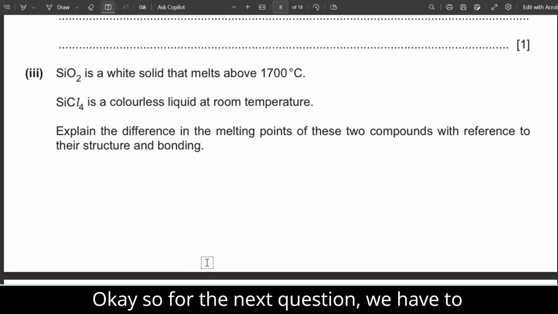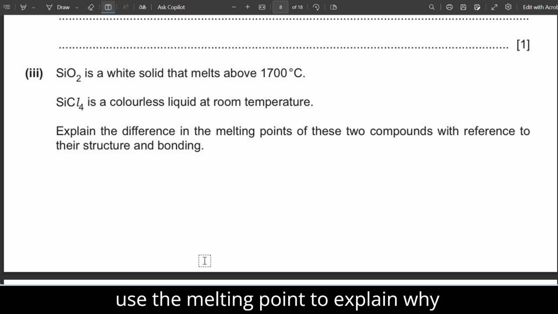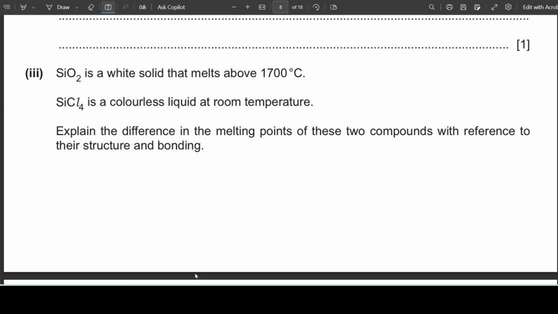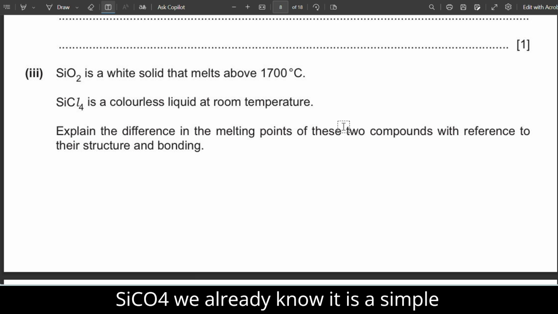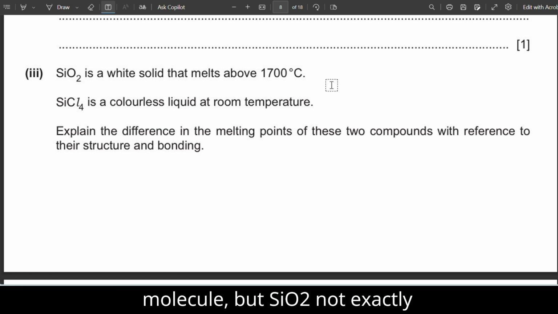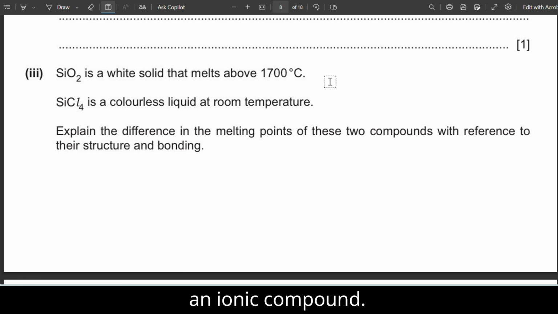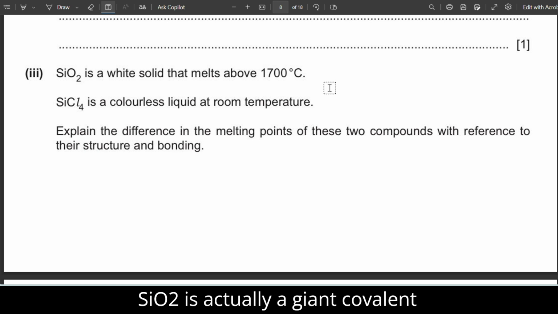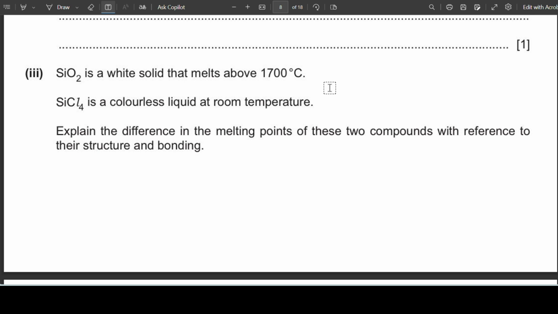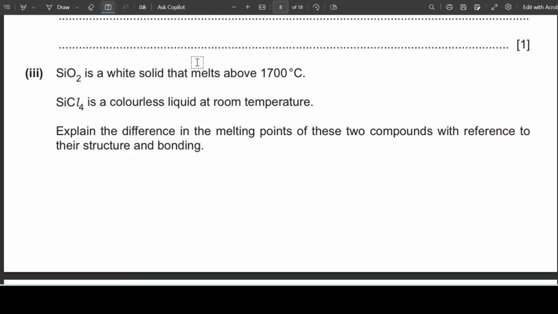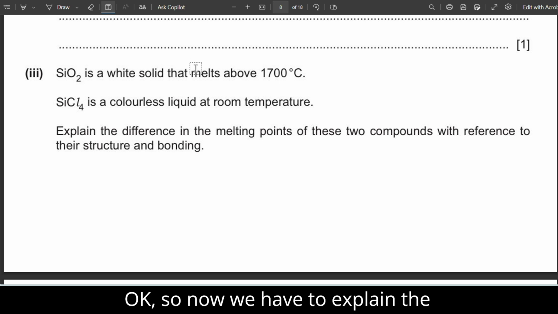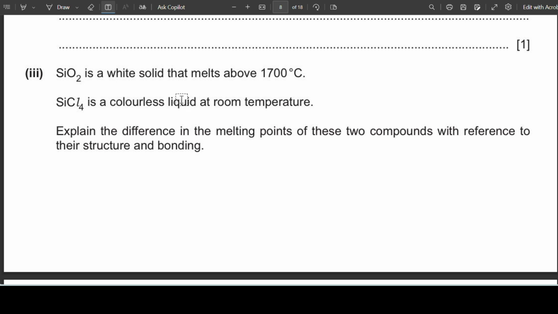Okay, so for the next question, we have to use the melting point to explain why these have different structures and bonds. As you can see here, SiCl4 we already know is a simple molecule, but SiO2 is not exactly an ionic compound. SiO2 is actually a giant covalent structure. Now we have to explain the difference between these two things based on their structure and bonding.